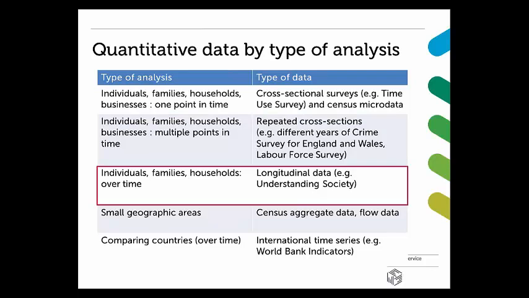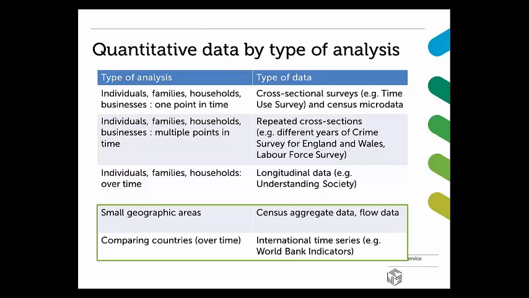And then to follow individuals over time, you want longitudinal data. So Understanding Society is a great example of this kind of data. It's a household panel survey that's currently following around 40,000 households and asks questions on a wide range of topics. In terms of geography, if we're looking at small geographical areas, census aggregate data and flow data are good sources. And to compare countries, there's collections of international macrodata such as the World Bank indicators.